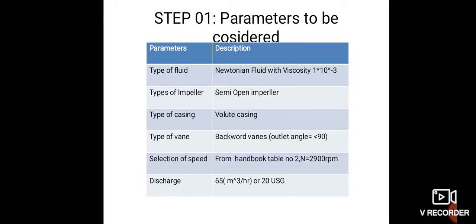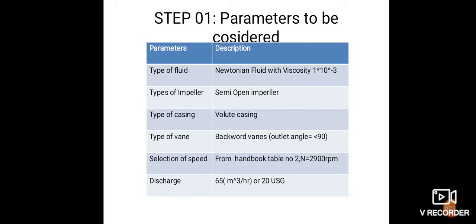So for example, we take the application of sugar cane. Sugar cane juice has a number of impurities, which is why we use the semi-open impeller. Closed impellers are used for fresh water. In those cases we use the closed impeller. So for this design consideration, we select the semi-open impeller.